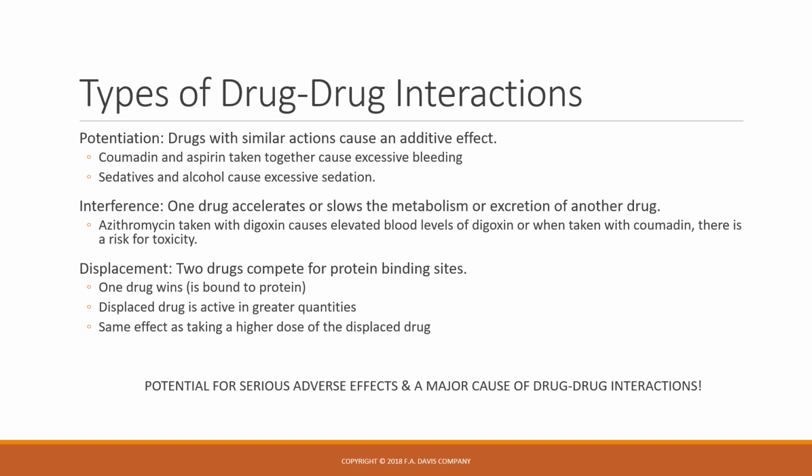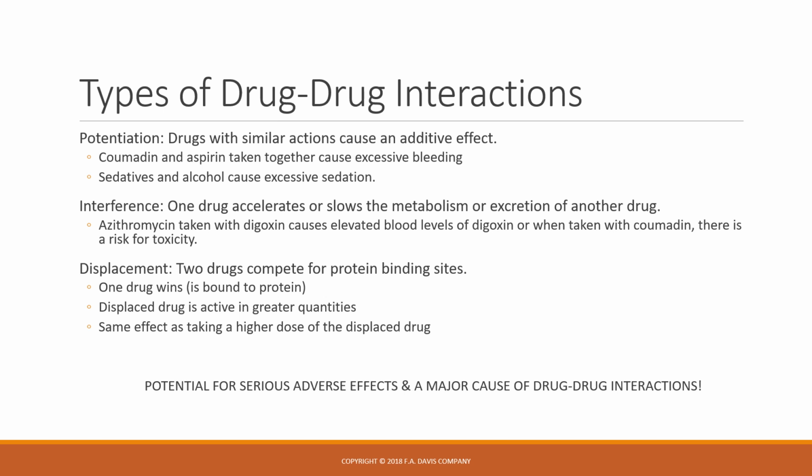Interference. One drug accelerates or slows the metabolism or excretion of another drug. For example, azithromycin taken with DIG may cause elevated blood levels of DIG, or when taken with Coumadin, there's a risk for toxicity. So interference is pretty much interfering with one another. Displacement would be two drugs competing for protein binding sites. One drug wins, and the displaced drug is active in greater quantities. The same effect is taking a higher dose of the displaced drug. So displacement means only one drug will win to bind to that site.